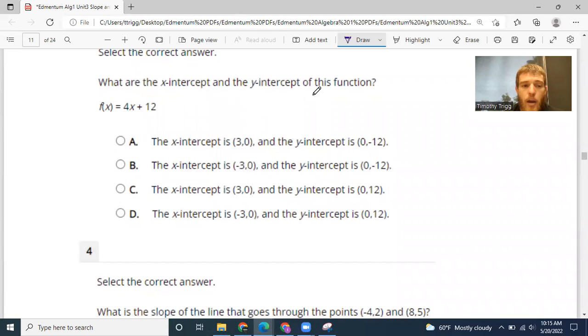What are the x-intercept and y-intercept of this function? Well, remember, this one's already in the form y equals mx plus b. And the b is your y-intercept. So what's our b in this case? So this will tell you your y-intercept. To find the x-intercept, you replace f of x, or in other words, the y, with 0, and then solve for x. Okay, so this thing will tell you the y-intercept, and then solving for x here will tell you the x-intercept.